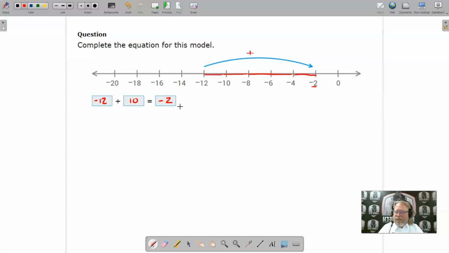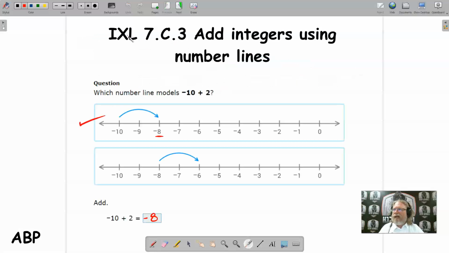All right, so those are all of my examples for IXL 7.C.3, where we add integers using a number line.